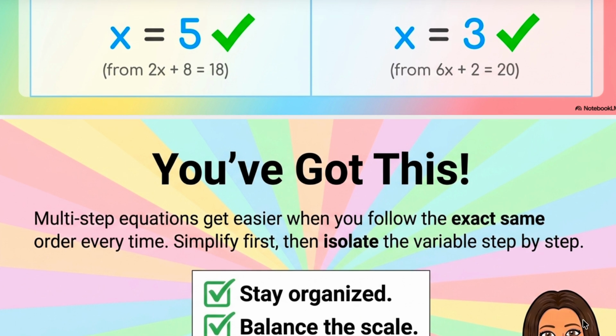Nice work! Multi-step equations get easier when you follow the same exact order every time. Simplify first, then isolate the variable step by step. Stay organized, balance both sides, and always check your work.